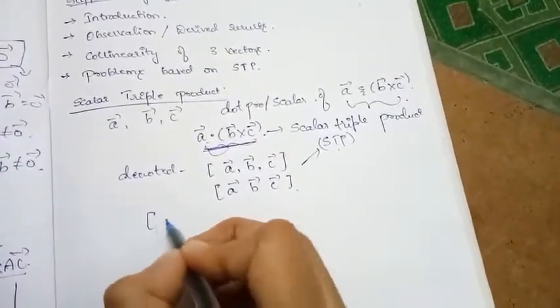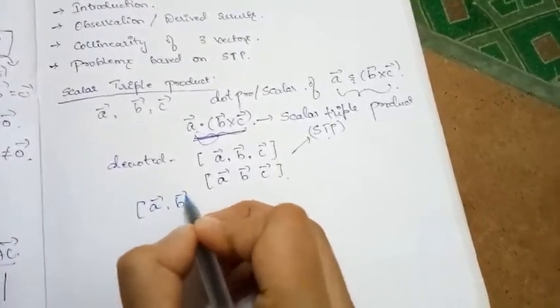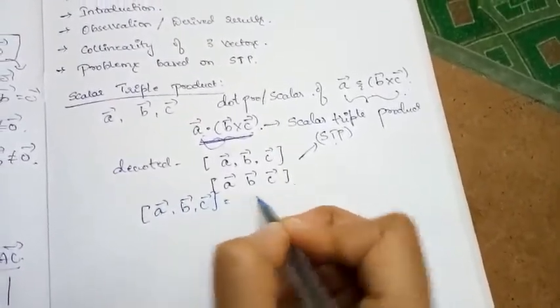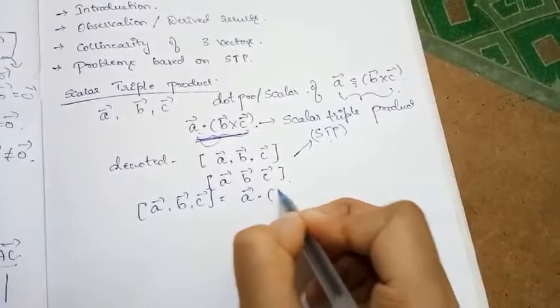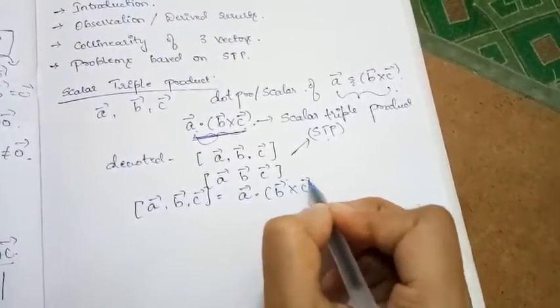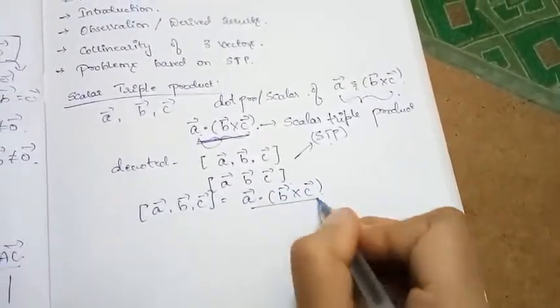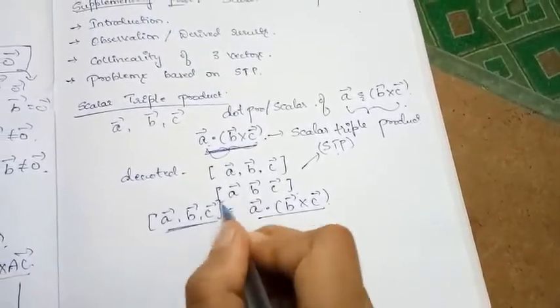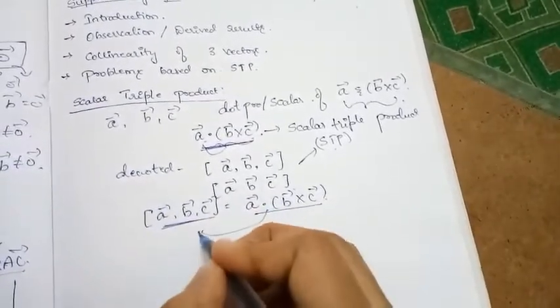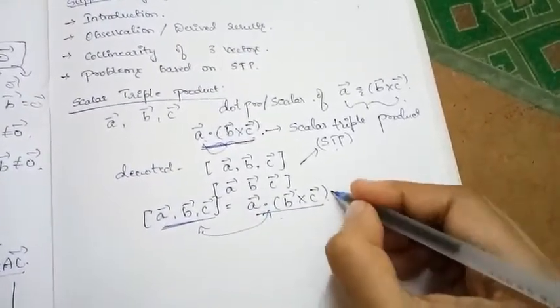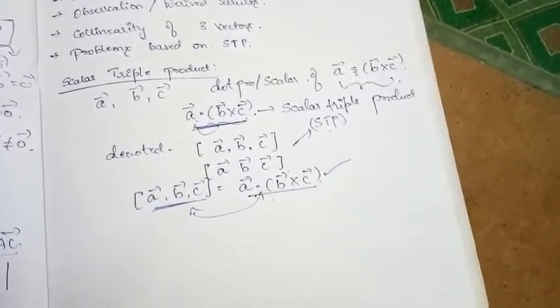Suppose I write vector A comma vector B comma vector C, it implies vector A dot B cross C. So how are we writing this? The order should be written in the bracket in the same order. This is how we are going to denote the scalar triple product.